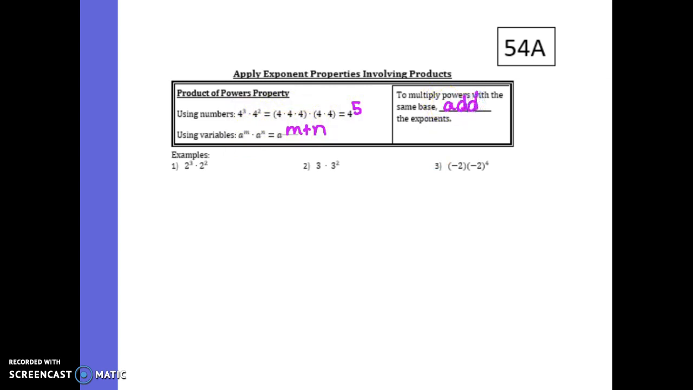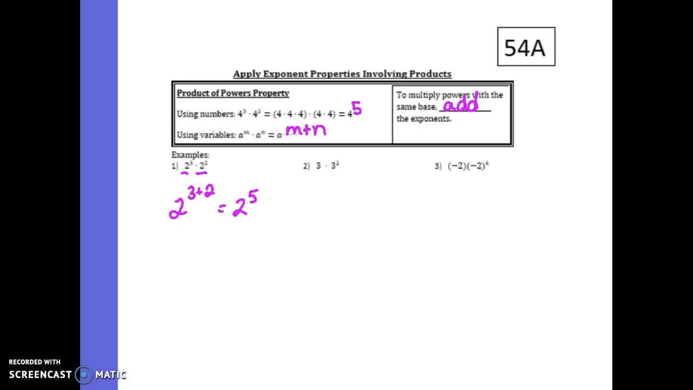Looking at my first example, number 1, I've got 2 to the third times 2 squared, and notice the 2 and 2 are the same base. So all I have to do is say this is 2 to the 3 plus 2, or 2 to the fifth power. We can then evaluate 2 to the fifth power using your calculator.